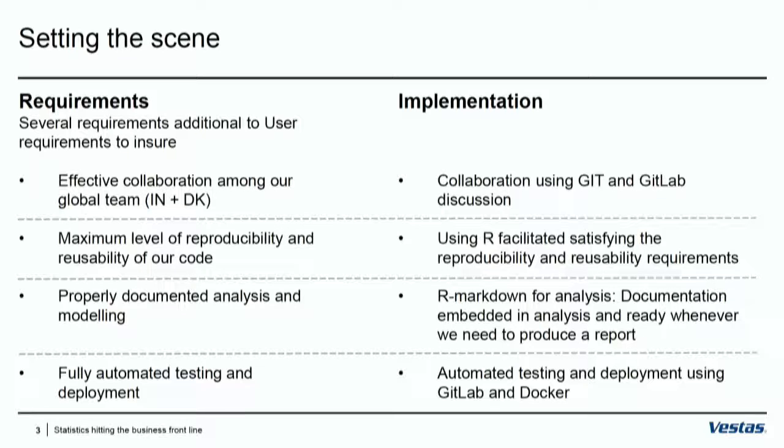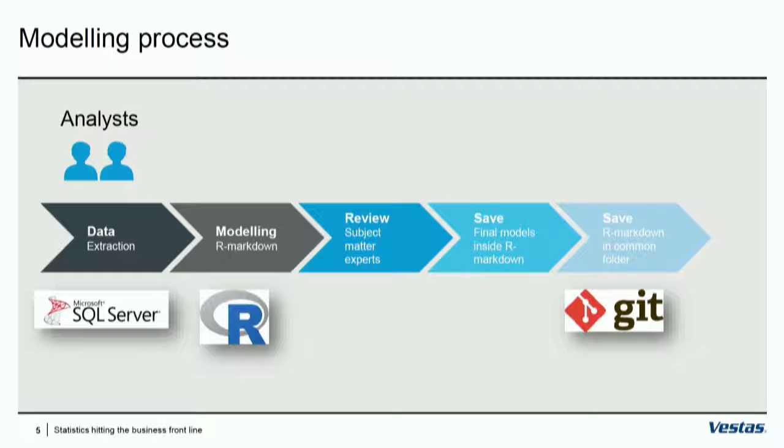For example, effective collaboration between our global teams situated in Denmark and India. We did that using Git and GitLab discussion boards. We wanted a maximum level of reproducibility and reusability of our code, so we used R and made our own packages. We wanted to properly document the analysis, and we are using Markdown for all analysis. And then, when the next yearly release comes up, we have the models from last year where you can start off. We also wanted to test, and we're using GitLab and continuous integration for that.